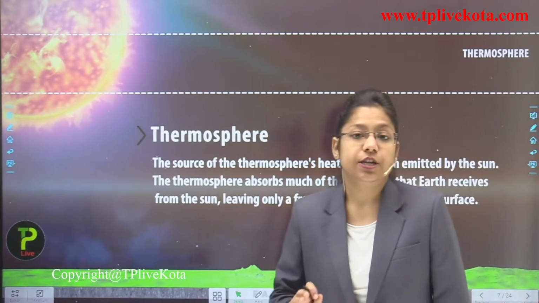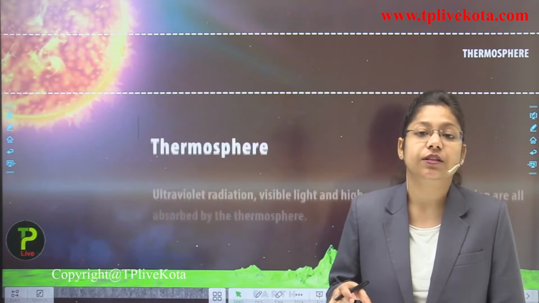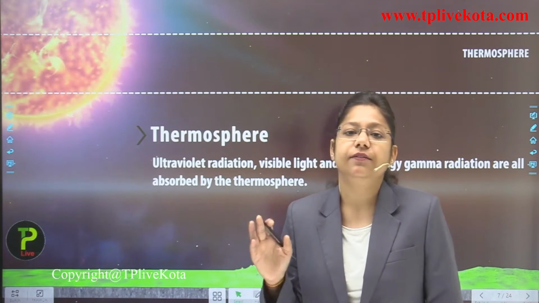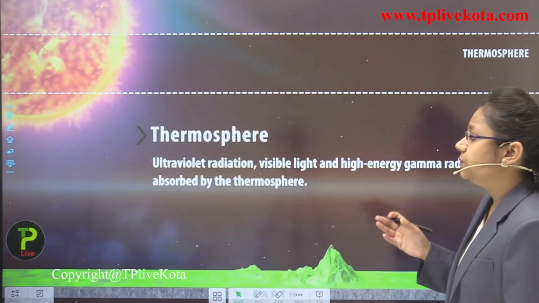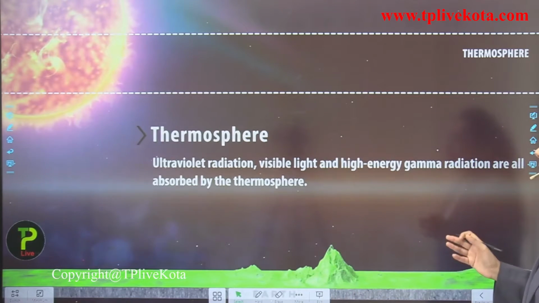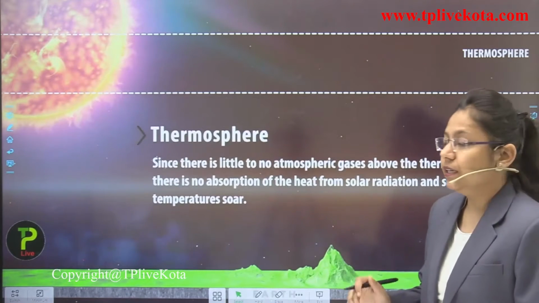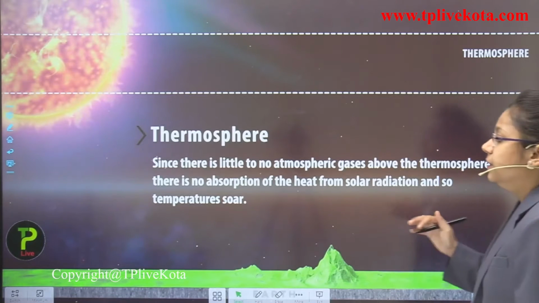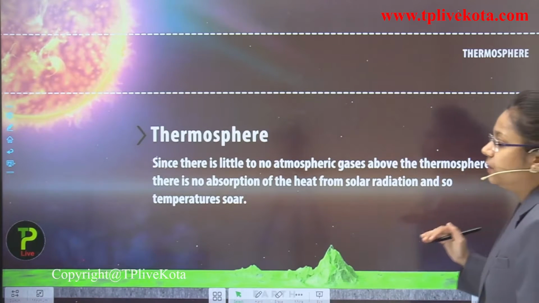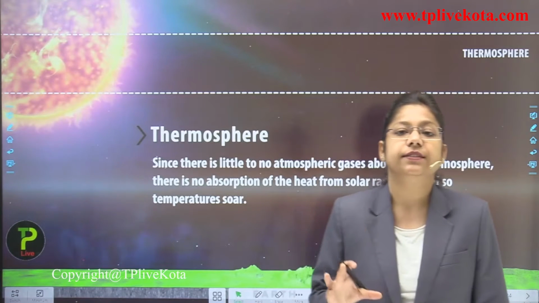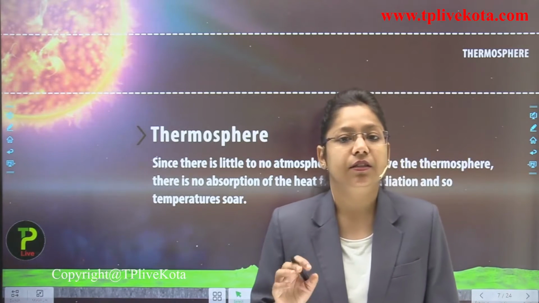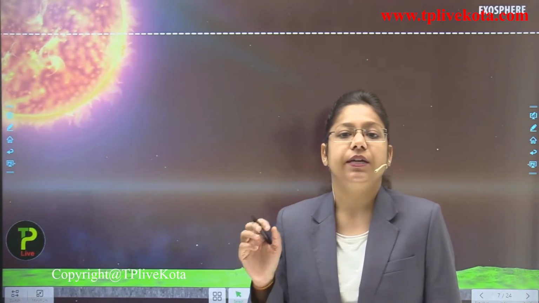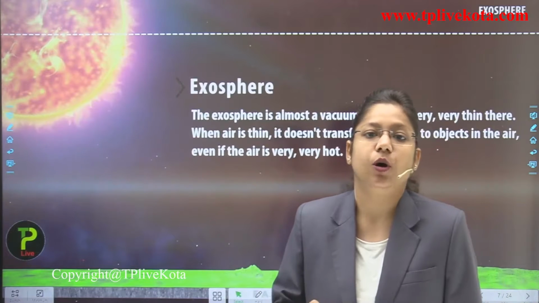the surface. So you can imagine, if the total radiation reached the Earth's surface, what will happen? The Earth's people will die. Okay, all the living organisms will die. Now in the thermosphere, we can say that ultraviolet radiation, visible light and high energy particles can be seen, and since there are no atmospheric gases above the thermosphere, there is no absorption of the heat from solar radiation, and so temperatures soar. Okay, so what is happening? No reflecting back is there in the thermosphere, so the temperature keeps increasing, and the rays are not reflecting, they are just being absorbed in this layer.